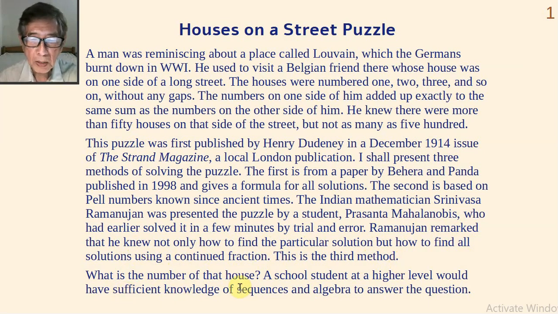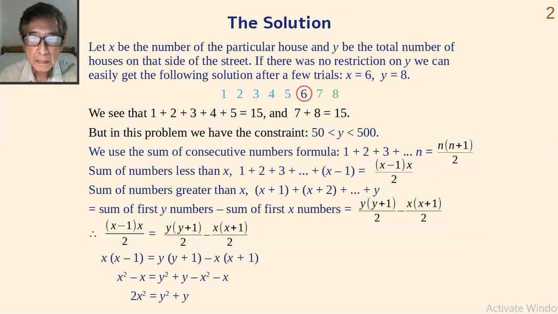What is the number of that house? A school student at a higher level would have sufficient knowledge of sequences and algebra to answer the question. The solution. Let x be the number of the particular house and y be the total number of houses on that side of the street. If there was no restriction on y, we can easily get the following solution after a few trials: x equals 6, y equals 8.